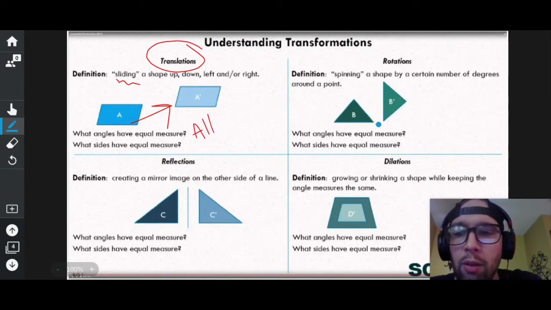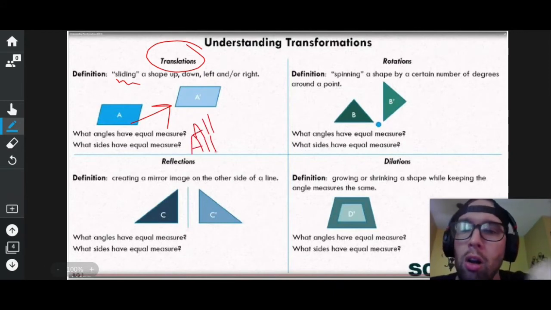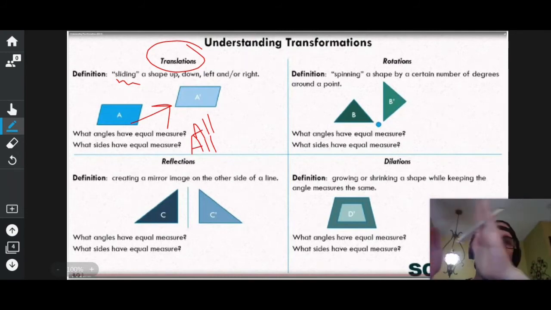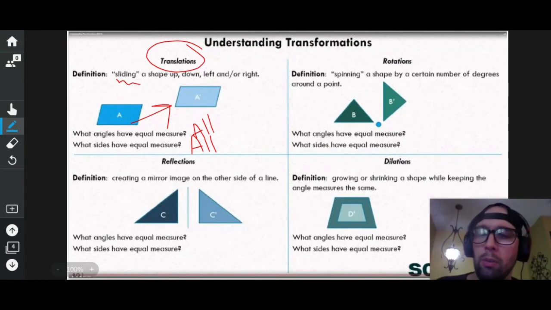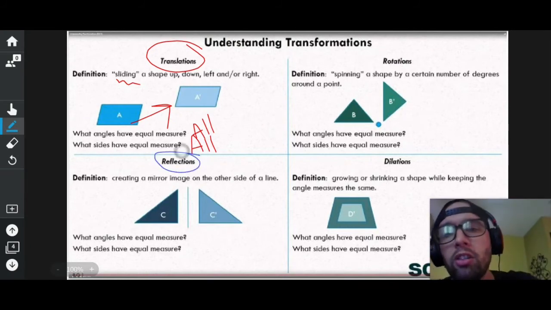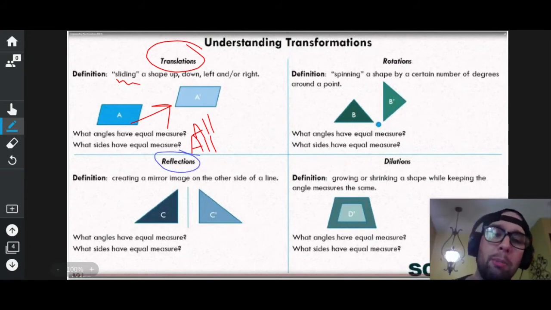What sides have equal measure? All of them. Okay, so your shape doesn't, it's like if you were to play Tetris and you just go left or right and don't rotate anything, that's a translation. A reflection, right below it, is exactly what it sounds like, a mirror image.